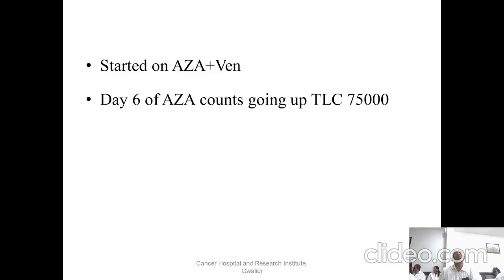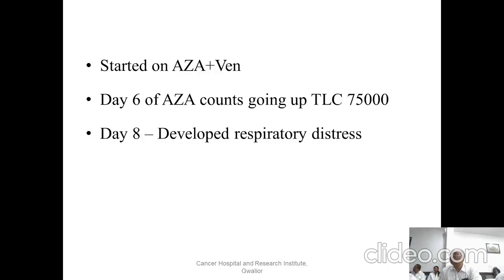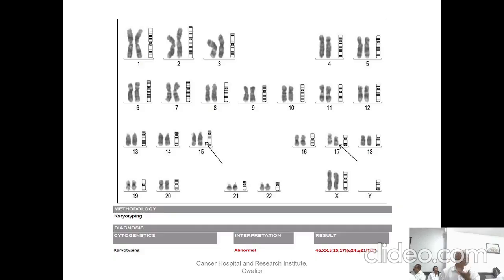Everybody said, okay, sometimes it can happen, give cytosine 100 subcutaneously. So we gave cytosine. On the 8th day, he developed respiratory distress. We did an X-ray, which showed diffuse pulmonary infiltrates. We do not know what it is. On the 10th day he expired. And the cytogenetics came back as PML.